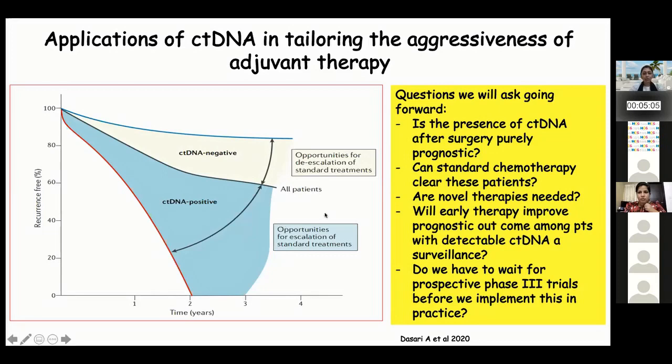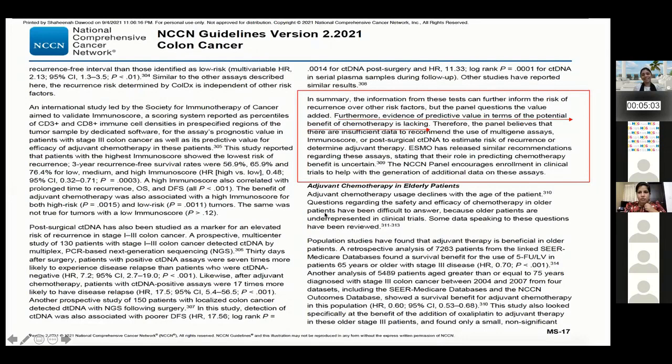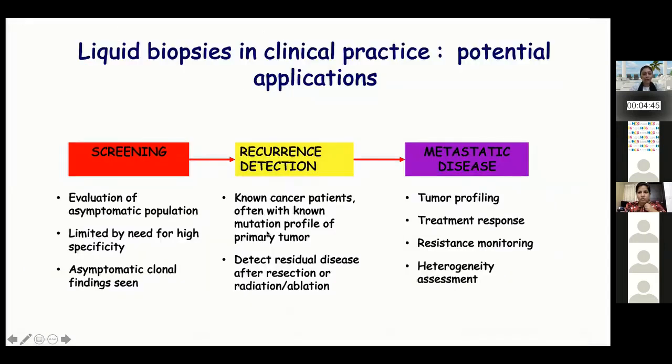But I just want to show you that the NCCN guidelines' consensus opinion is that the evidence of predictive value in terms of the potential benefit of chemotherapy is still lacking. We know it is prognostic, but we don't know if it's predictive, and we don't know how to appropriately treat these patients. So I still think we have a long way to go before we implement it into clinical practice.